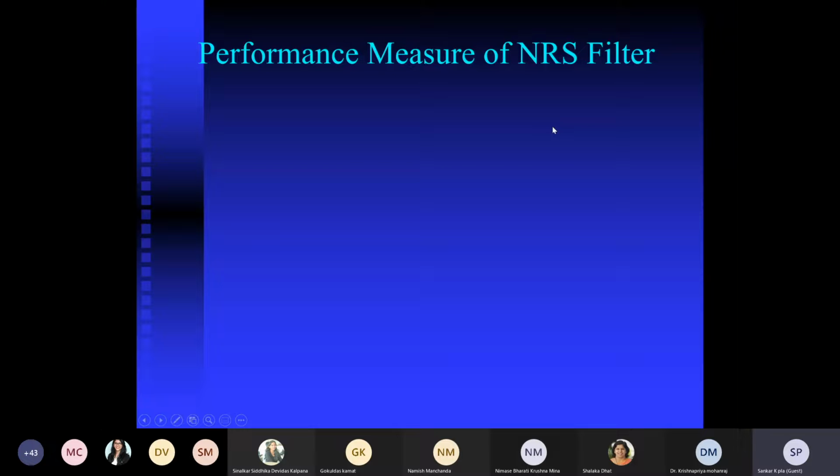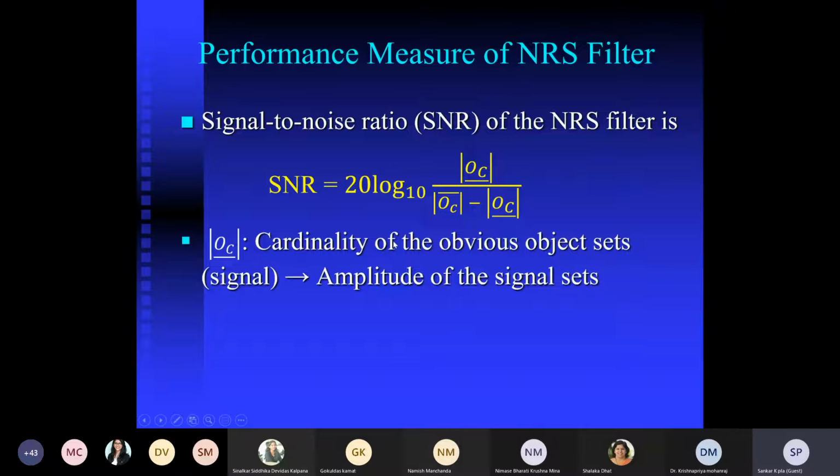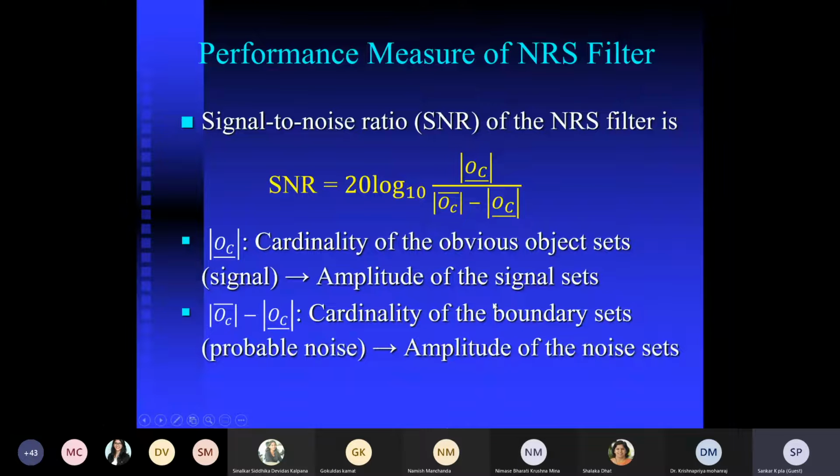And so, the performance of a filter: what is the performance measure? That we borrowed from electrical engineering. Signal to noise ratio of the NRS filter is 20 log 10 of the cardinality of the lower approximation divided by the cardinality of the upper minus the cardinality of the lower. The cardinality of the object set, the lower approximation, we can call the amplitude of the signal. And the cardinality of the boundary set, that is probable noise, I call the amplitude of the noise.